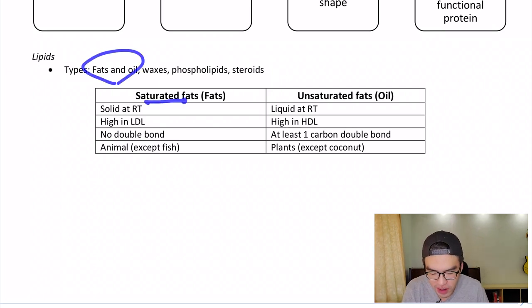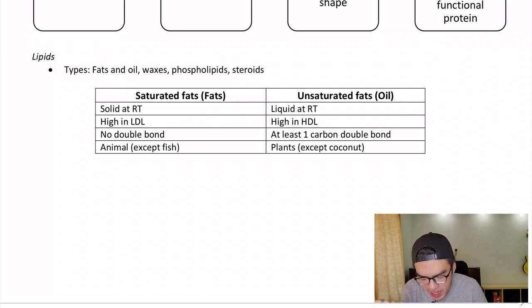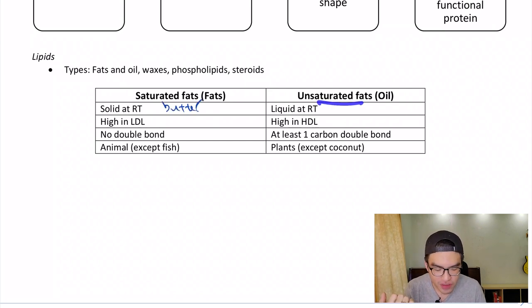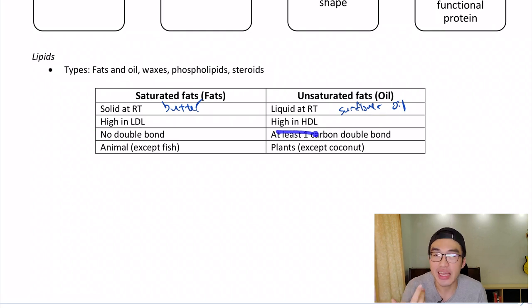You have saturated fats, which is the fats, and of course unsaturated fats, which is the oil. Fats are solid at room temperature. Think butter, right? And unsaturated fat is liquid at room temperature. Think your sunflower oil, or your cooking oil. So saturated fat is high in LDL, which is the bad cholesterol. If you eat it in a large amount, you are going to get heart disease. And sunflower oil is high in HDL, so it is much better for health.